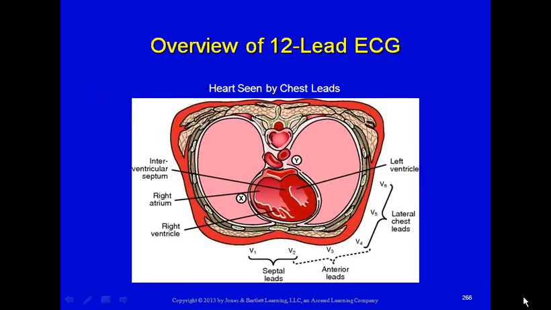So here are the V leads, and you can see that V1 and V2 look at the septum. V3 and V4 are anterior leads. V5 and V6 are lateral, and it's all rotating around that left ventricle.